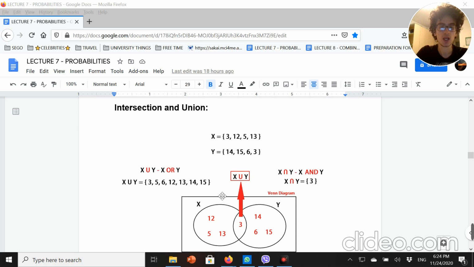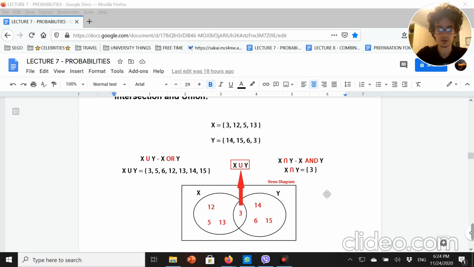Okay, and now we're going to look at the intersection. X and Y is our intersection. The notation for union is this U, and the notation for intersection is our reversed U. And that's basically the common number, the number that's the same for both sets, and that is our number 3.